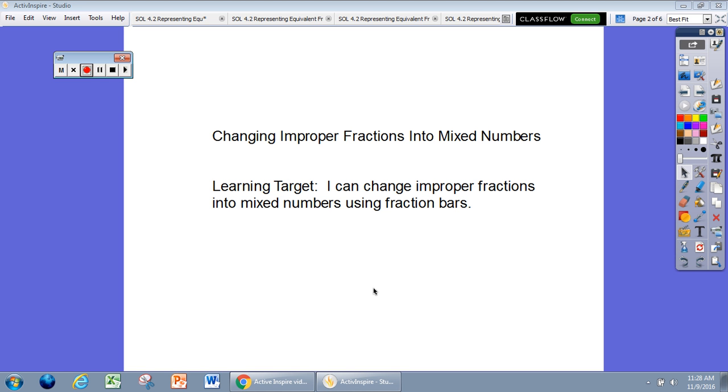Today we are going to take a look at changing improper fractions into mixed numbers. Our learning target for today is: I can change improper fractions into mixed numbers using fraction bars.